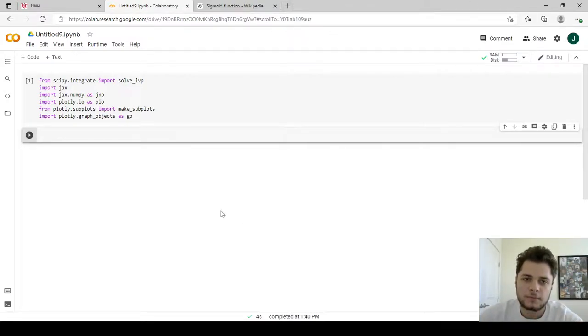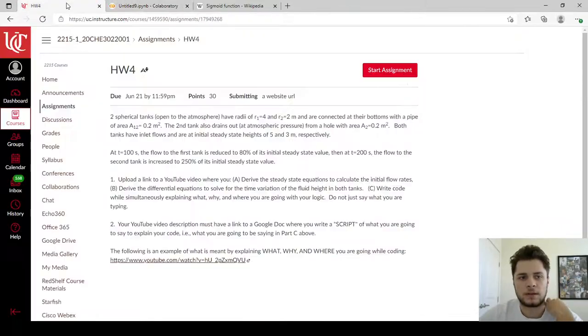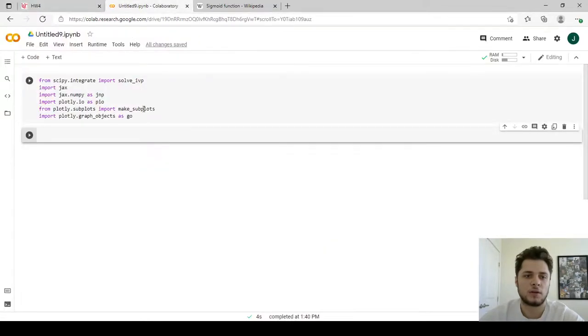So the first thing I'm going to want to do, let's go and just review what the problem is. We have two spherical tanks that are open to the atmosphere, and they each have a given radius. Tanks 1 and 2 are connected by a pipe that has an area of 0.2 meters squared, and the second tank also has a pipe of the same area that is draining tank 2, and both of them have inlet flows going into each of them, and they're at an initial steady state with given heights.